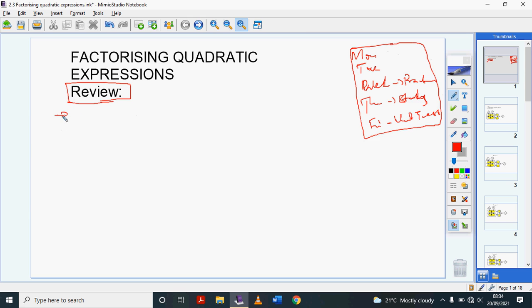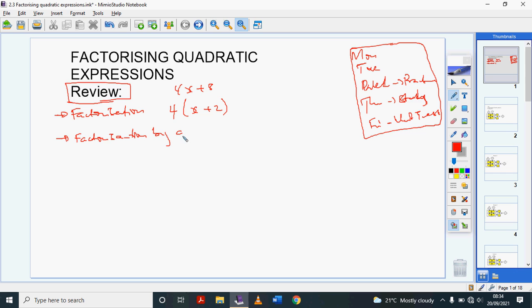Well, we looked at factorization. We did a lot of factorization. We started by factoring expressions like this. For example, if this was 4x plus 8, we factored it into 4 open brackets x plus 2. So we looked at that. We looked at factorization by grouping. I hope you guys remember that.